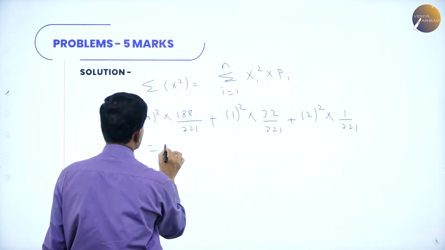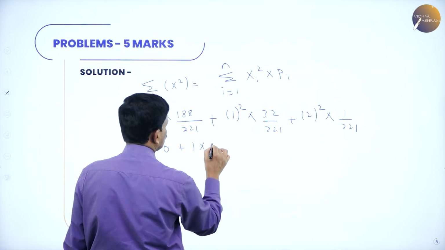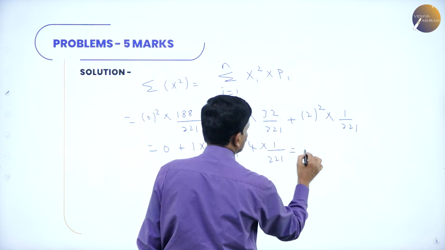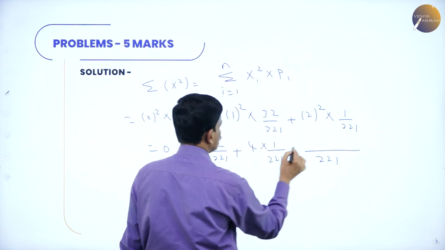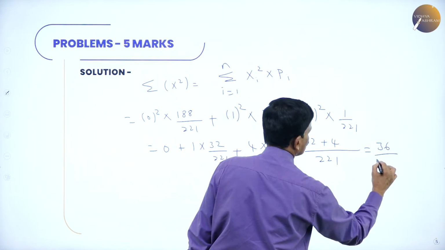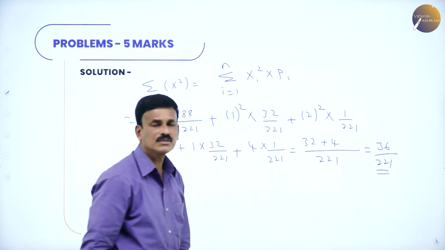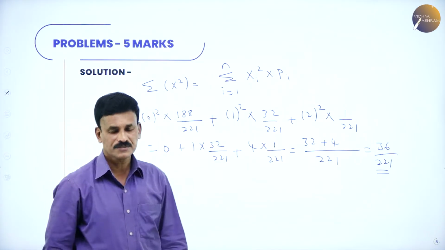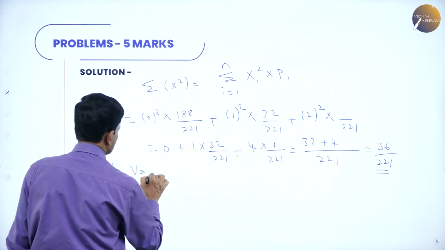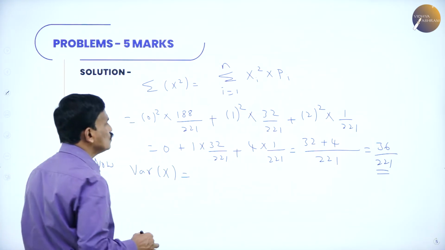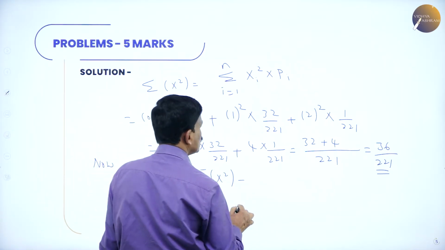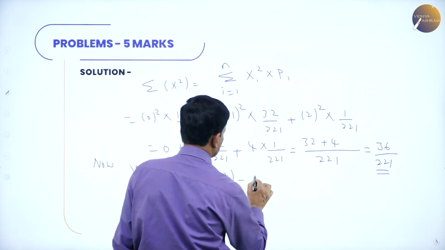What is this equal to? This is equal to 0 plus 1 into 32 plus 2 square is 4 into 1, over 221. Take LCM, 221 is LCM, 1 into 32 is 32 plus 4 into 1 is 4, that's equal to 36 divided by 221. Okay, this is sigma x square. Now find out the variance. Variance of x is equal to, what is the formula for variance of x? E of x square minus E of x all the square.